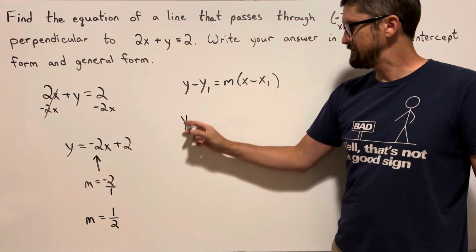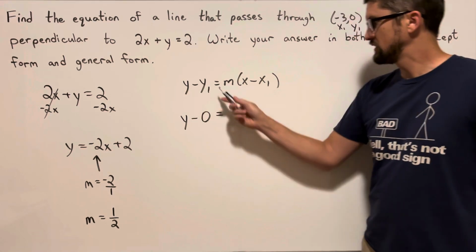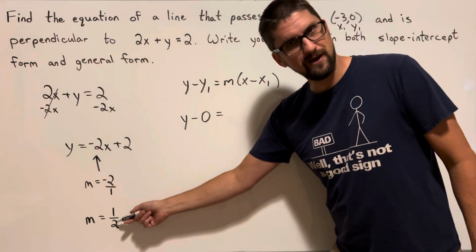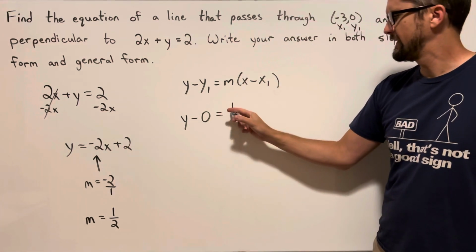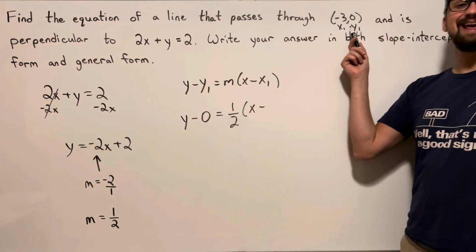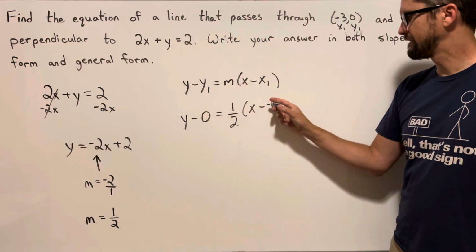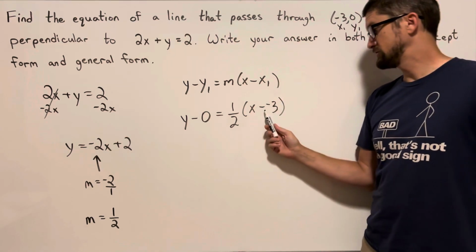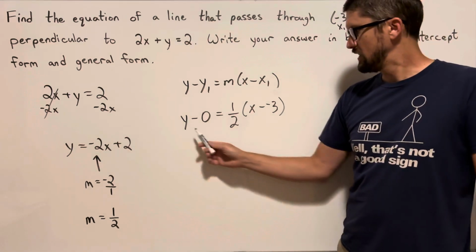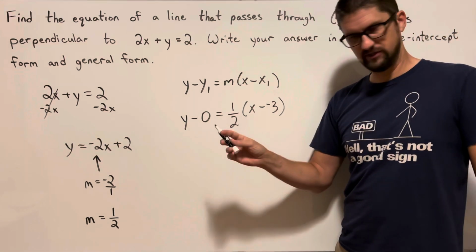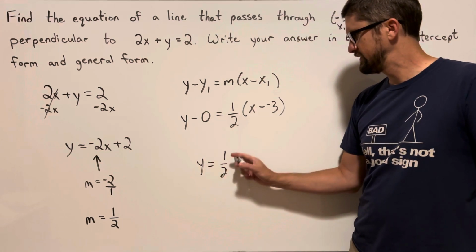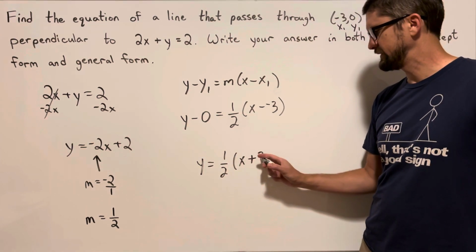So it's going to be y - 0, because 0 is y1. The m, that's what I found earlier, that's 1/2. And then x minus a -3. Subtracting a negative number is the same thing as adding the number. All right, so y - 0, that's just y. And I have 1/2 (x + 3).